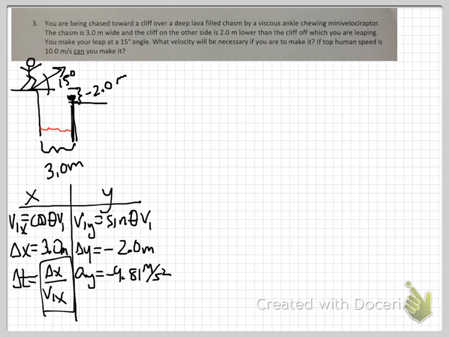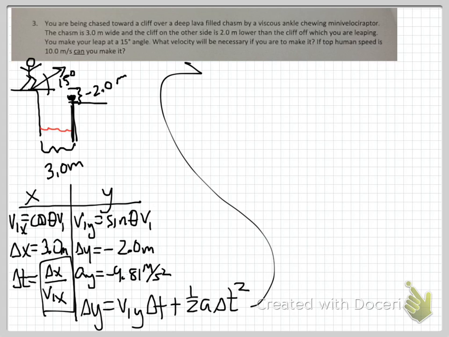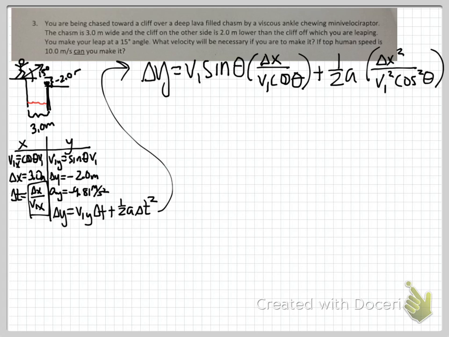And now we're going to use an equation on the y-axis that will allow us a substitution to tie together our two axes. The best candidate's still our old friend. Delta y equals Viy delta t plus 1/2 a delta t squared. We'll go ahead and do all of our expression substitutions in one handy step. Delta y equals Vi sine theta times the quantity delta x over Vi cosine theta plus 1/2 a times the quantity delta x squared over Vi squared cosine squared theta.